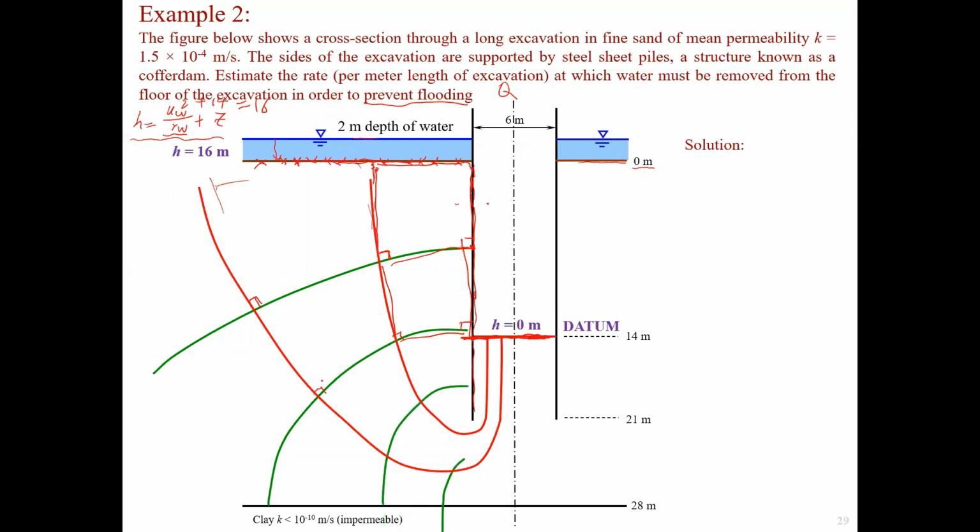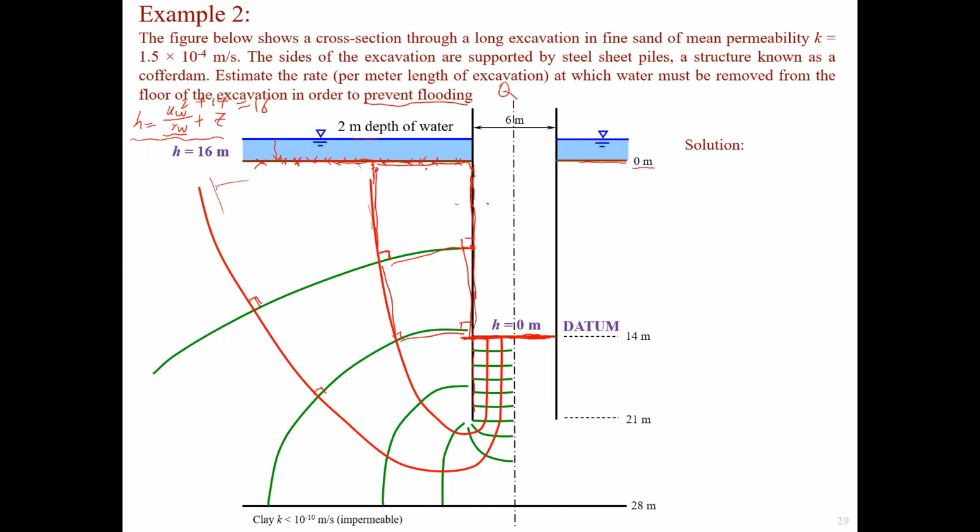So following the same way, I add more equipotential lines. This is roughly how the flow net on the left-hand side looks, and because it's symmetric, the flow net on the right-hand side will be the same. Now I would like to try to cover your questions.